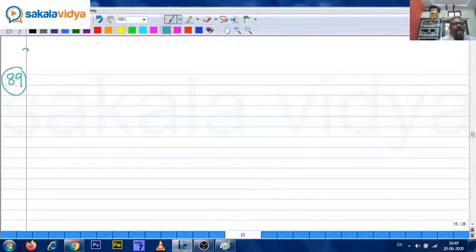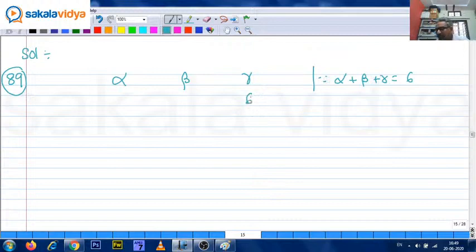89 solution. Take alpha, beta, gamma such that alpha plus beta plus gamma must be 6. One combination I will take is 0, 0, 6, because gamma should be a multiple of 3 and 6 is divisible by 3. 0 plus 0 plus 6 is 6. Okay, one combination, that means one term. The next combination is 0, 6, 0. 6 is a multiple of 2. This is another combination. Next, 6, 0, 0.